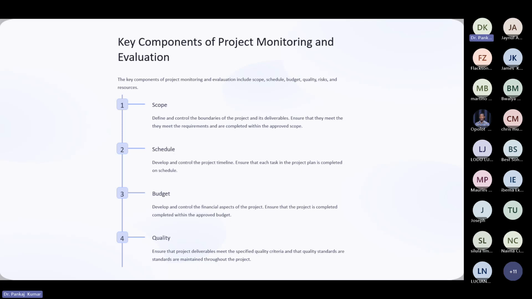Also, we can implement a formal change control process to evaluate and document any proposed changes to the project scope which may impact the budget. Assess the financial implications of scope changes and obtain approval before proceeding with adjustments.